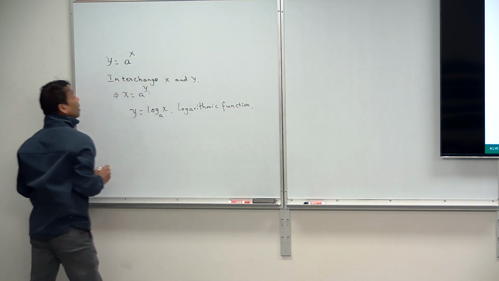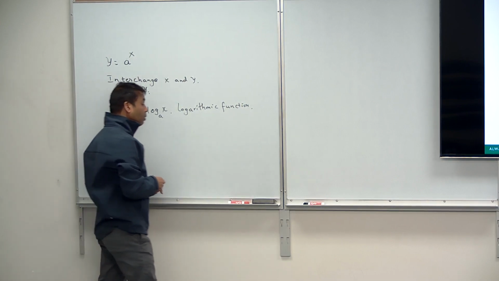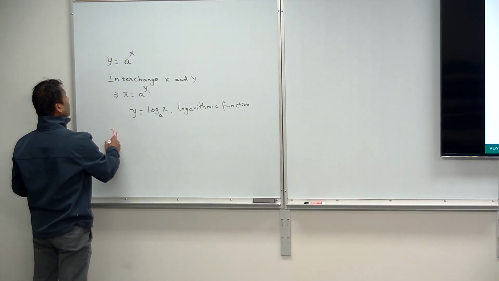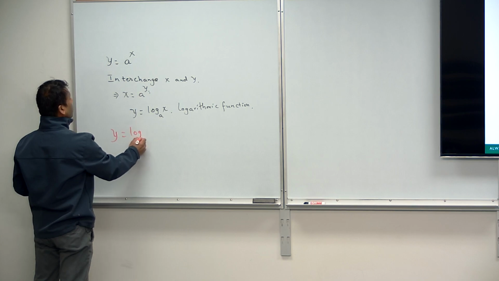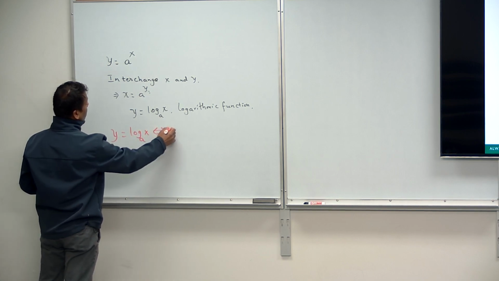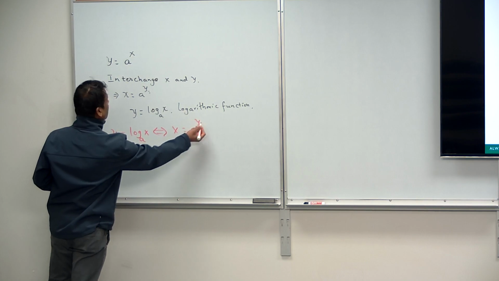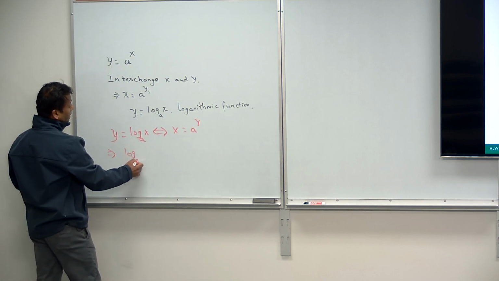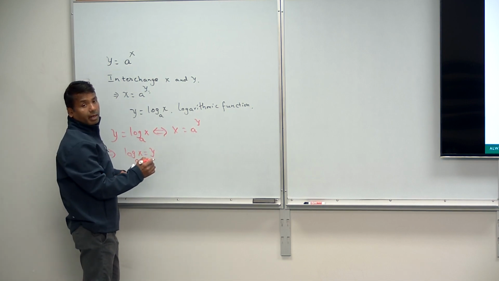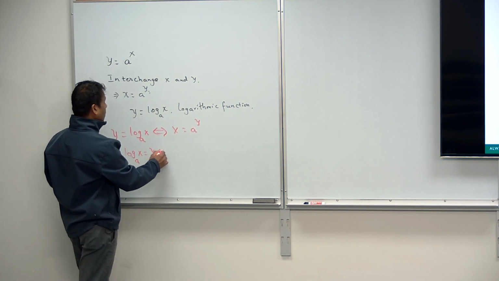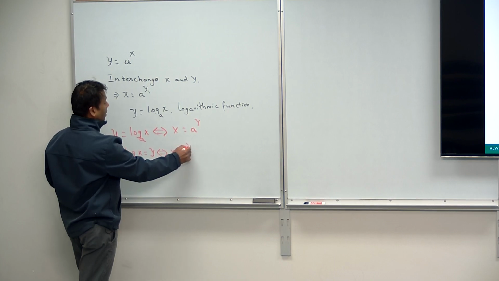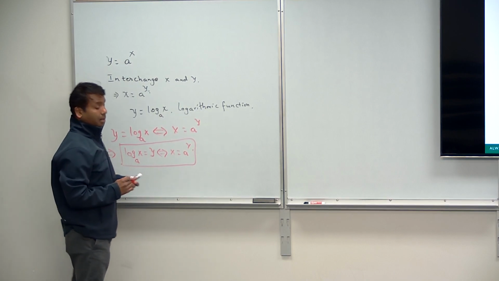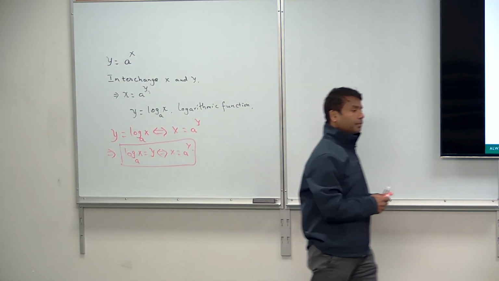So what you need to know is, if you have x equal to a to the power y, or if you have y equal to logarithm with base a of x, this is equivalent with what? x equal to a to the power y. Or you can simply write, this is the same thing, logarithm with base a of x equal to y, right? So this is equivalent with x equals a to the power y. So this is a very, very important relation, okay?